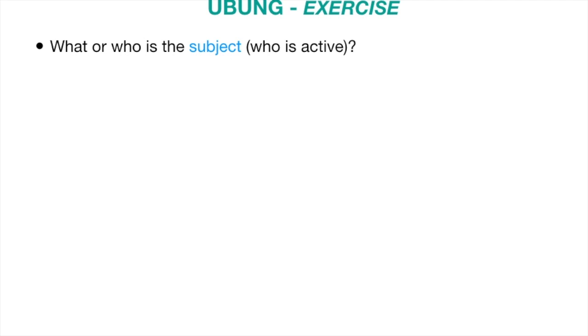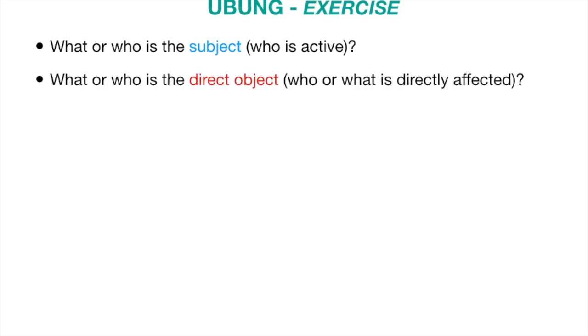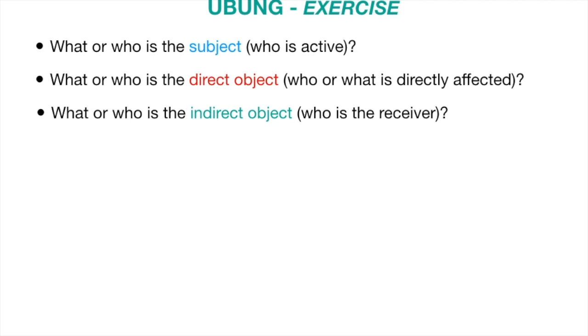And what will we do? Übung, exercise. So I will give you two sentences and you will have to find out first the subject. So what or who is the subject? So who is active in the sentence? What or who is the direct object? So who or what is directly affected by the subject? And what or who is the indirect object? So who is the receiver in the sentence?